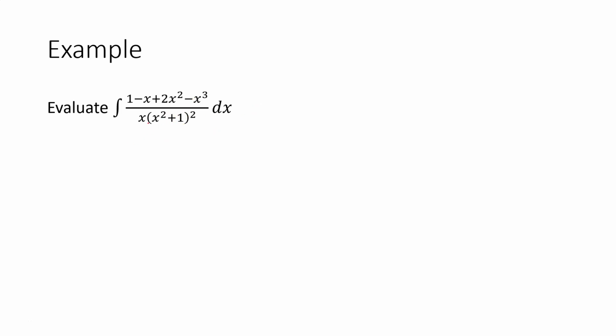So in this case, we've got x times x squared plus 1 in the denominator. So of course we'll have A over x for the linear factor there. But then x squared plus 1 is an irreducible quadratic. And because it's squared, it's repeated. So we'll have Bx plus C over x squared plus 1. And then another one, Dx plus E over x squared plus 1 squared. Okay, so we have these 5 coefficients that we're going to solve for.